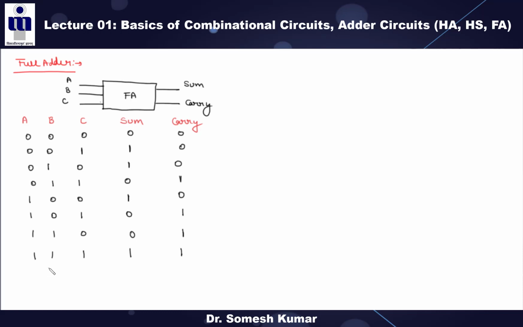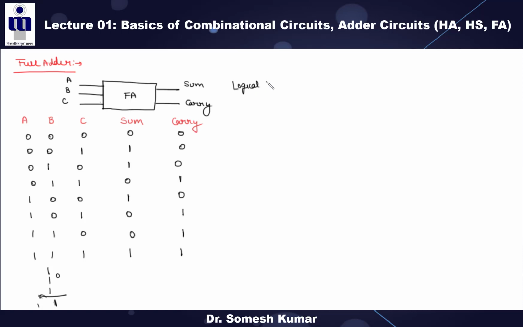Because see, 1 plus 1 plus 1: 1 plus 1 is 0, and 0 plus 1 is 1, and the carry is also 1, from the last combination. So now from this truth table we have to write the logical expression.